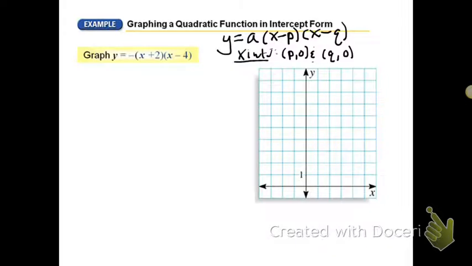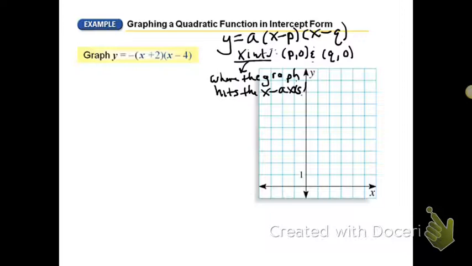Guys, the x-intercepts are simply where the graph hits the x-axis. It's as simple as that. So we can quickly and easily find two coordinates where this parabola will hit the x-axis.